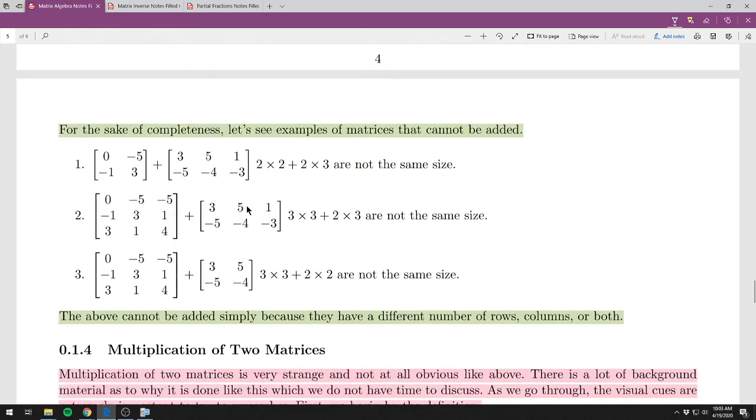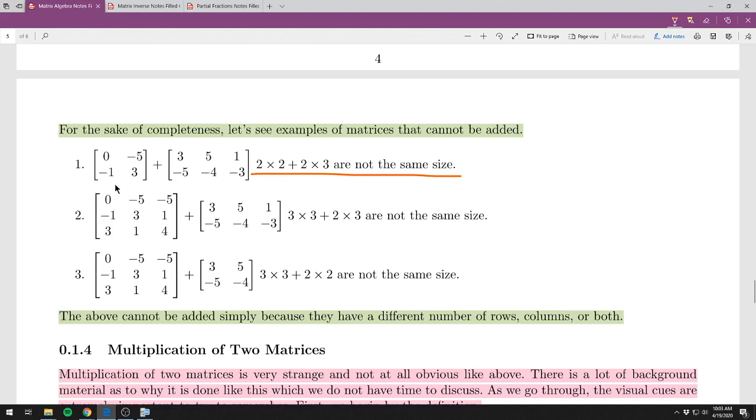All right, but the last thing in this section, actually, let me rephrase that. Before we get to the multiplication, I just wanted to have some examples in here of matrices you can't add because they aren't the same size. Okay, so the first pair here, I have it outlined. If you just notice that they're not exactly the same size, that's why we can't add them.